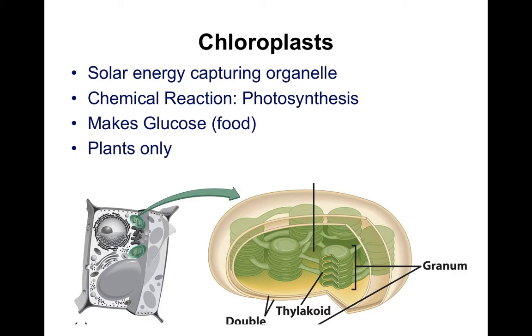So this is the chloroplast. The chloroplast, remember, is only found in plants. It is going to be capturing solar energy, and that's its job, and that's where photosynthesis happens. So basically, it's going to use light in order to make food. Now, if you notice, this right here, it looks like stacks of coins.